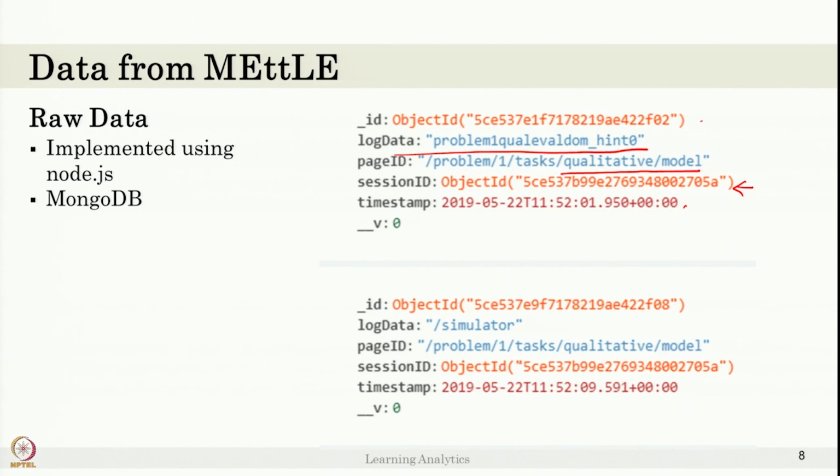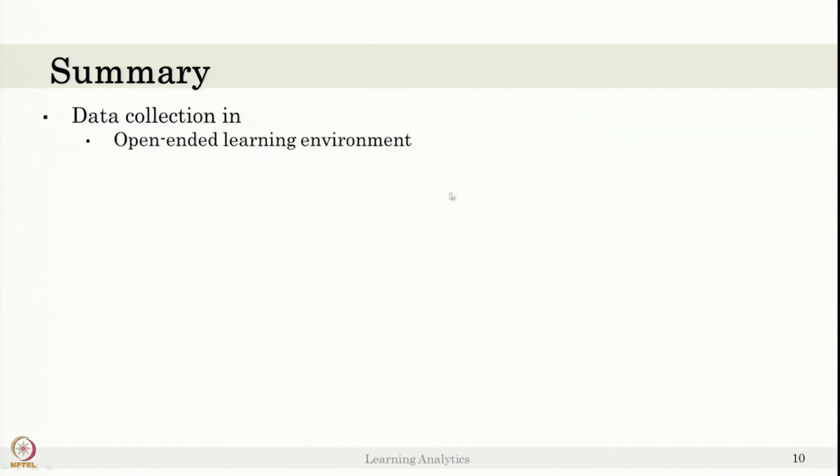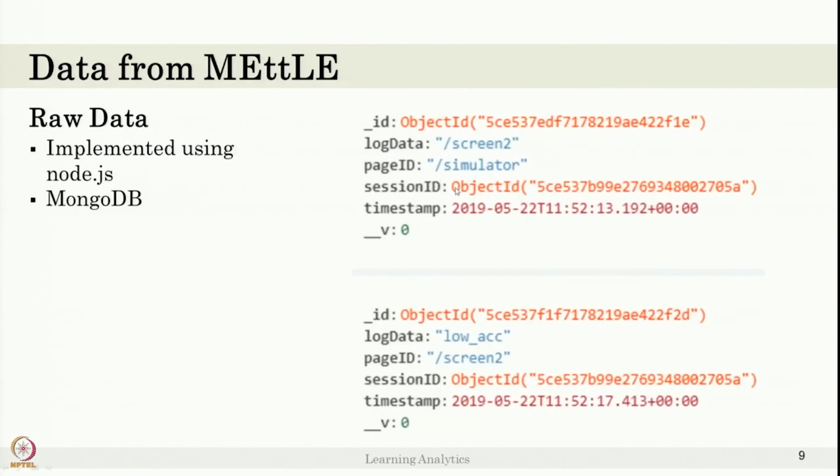The next one: after that the student is still in the qualitative model and he is interacting with the simulator. So, now you know that the student was in the qualitative model, then he looked at the hint, then moved to the simulator. In the screen, the timestamp is changing, the student is in the simulator. In this log data we can see that the student is still in the simulator, the student moved to screen 2 in the simulator. Now the action is simulator.